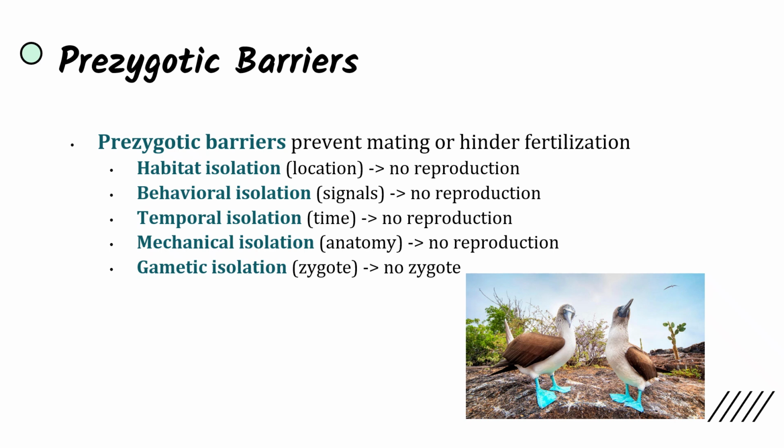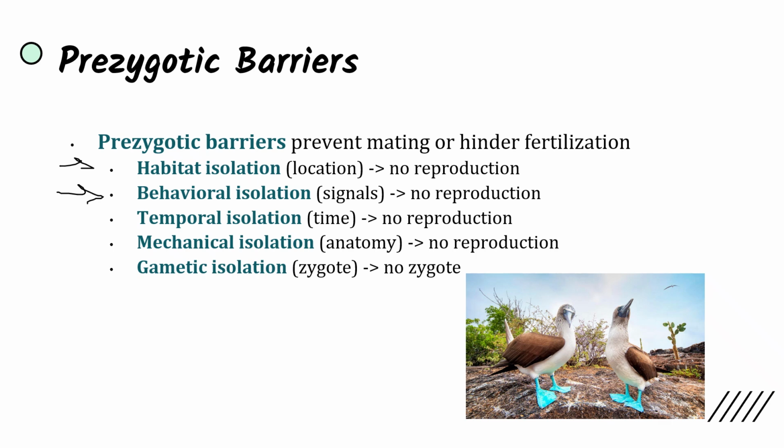So reproductive barriers are barriers that prevent reproduction from occurring and producing viable and fertile offspring, and include both prezygotic and postzygotic barriers. And prezygotic barriers prevent mating or hinder fertilization. So they're before the zygote is formed. They prevent the zygote from being formed. And first up is habitat isolation. This is location based. If individuals are not in the same location, then they cannot breed. There's no reproduction, therefore they're part of different species.